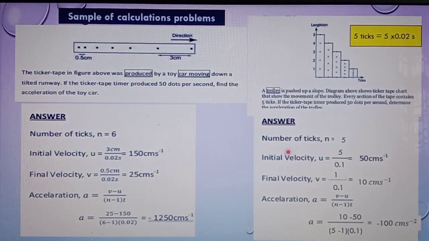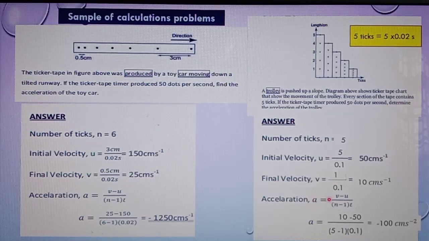Okay. So number of ticks n equals 5. For each strip, the number of ticks is 5. So the time taken is 0.1 second. So initial velocity u equals length 5, read from here, divided by time taken for one strip, 0.1. So you have 50 cm/s. Final velocity, the last strip, the length is 1 cm. So 1 divided by 0.1 equals 10 cm/s.